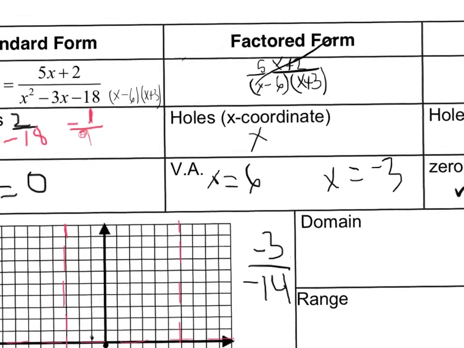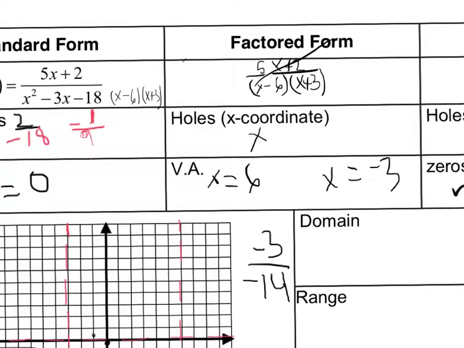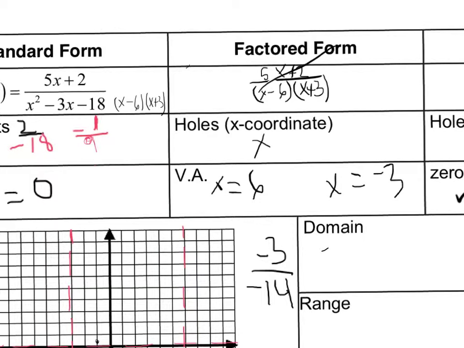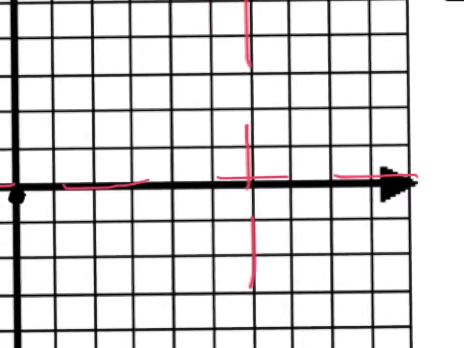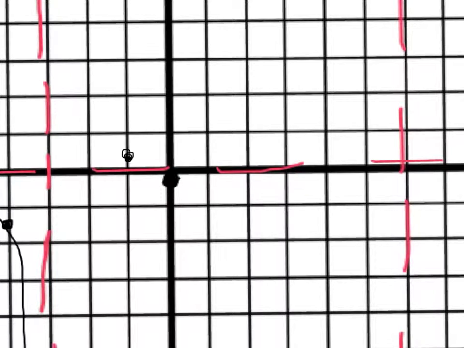Let's try 1. So 5 plus 2 would be? 7. Okay, so 7 on top. And then 1 minus 6 would be? -5. And then 1 plus 3 would be? 4. So it's going to be 7 over -20, so it's going to be -0 point something, okay? So I just made it bigger. So 1 and where would it be? Somewhere over here.